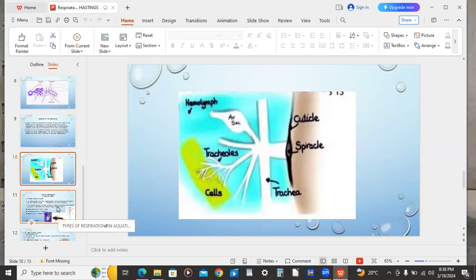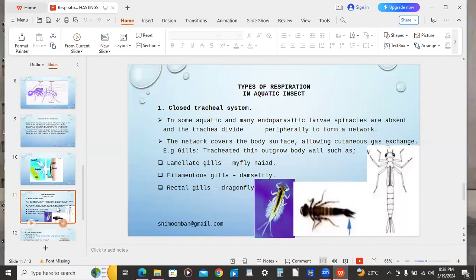Now let me look at the types of respiration in aquatic insects. We have two types of tracheal system. The first one is the closed tracheal system, and the second one is the open tracheal system. What could be the difference between the two? Closed tracheal system: this is where gases diffuse directly across the body surface where the integument is thin. So what do I mean here?